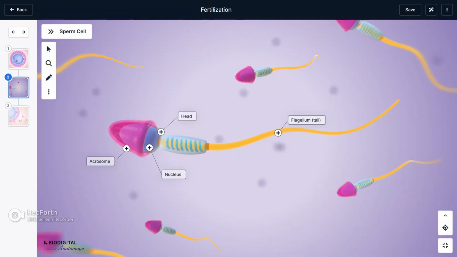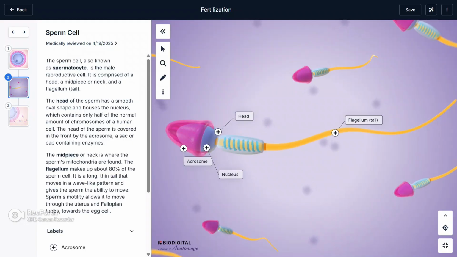And now, we are moving on to the sperm cell. So the sperm cell, also known as the spermatocyte, is the male reproductive cell. It is comprised of a head, a midpiece or neck, and a flagellum or tail.